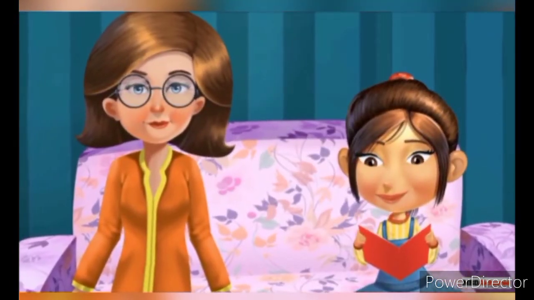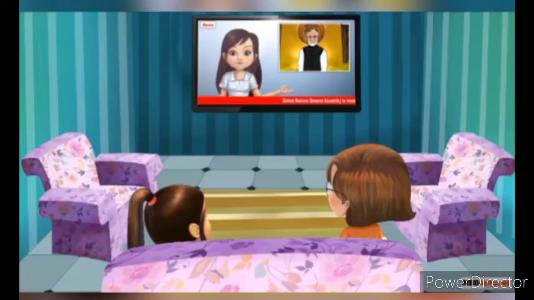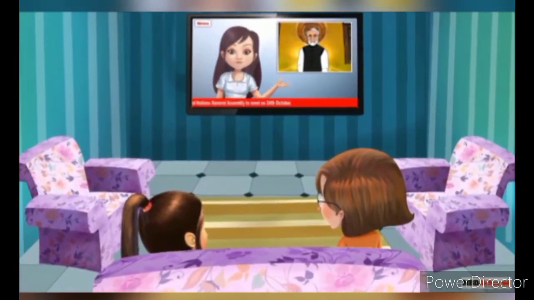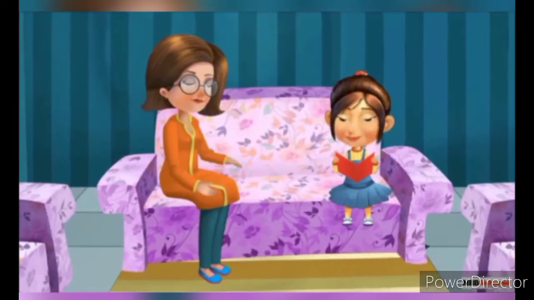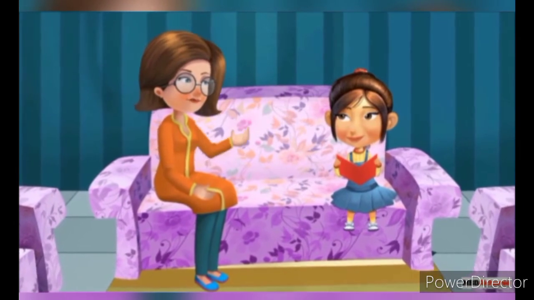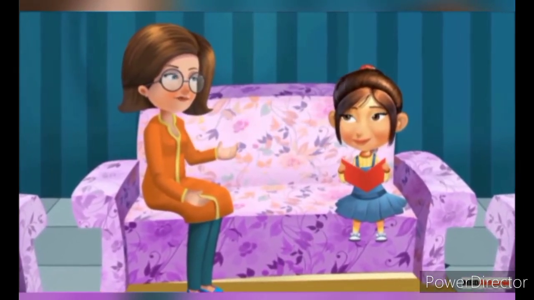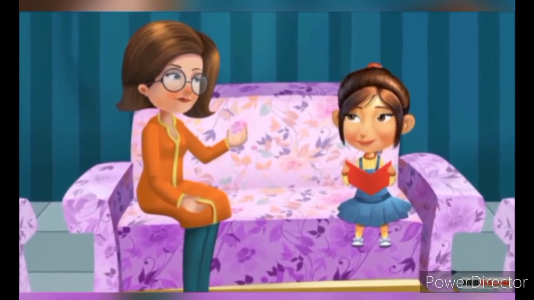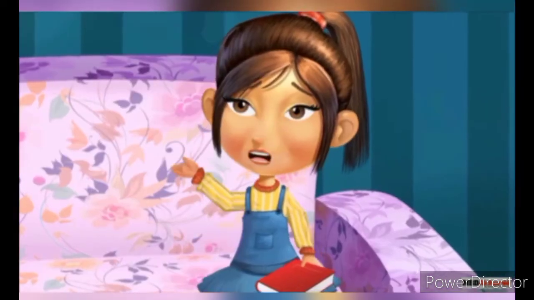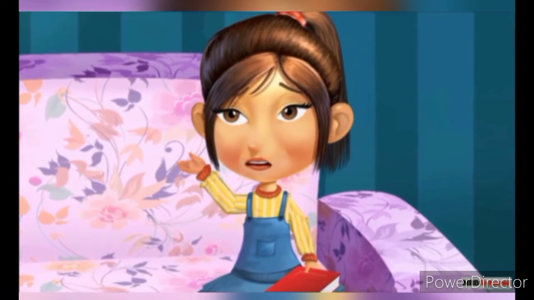Alicia is sitting in the drawing room and watching TV with her mom. Hey Alicia, look there. The Prime Minister of India is giving a speech at the United Nations. United Nations? What's that?